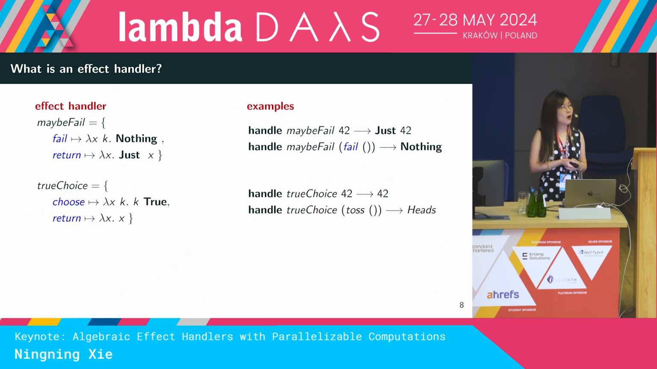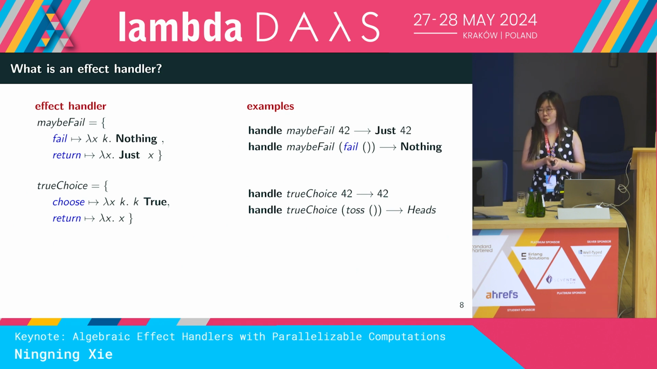And similarly, we can also define a handler for the choose operation. The true choice is a handler for the choose operation that always returns true when you need to make a choice. So the choice implementation says that, again here, x is the argument to the operation, in this case a unit, and k is the continuation. And the choose operation in this case says that let's continue with the original computation with the choice of true. And in this case, the return clause does nothing, it's just an identity function.